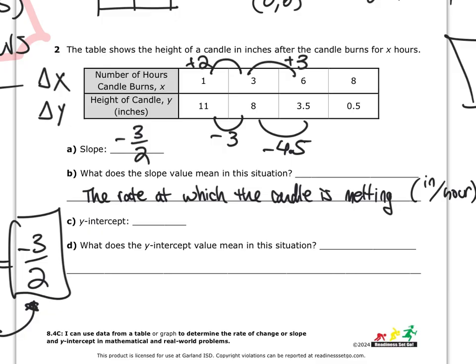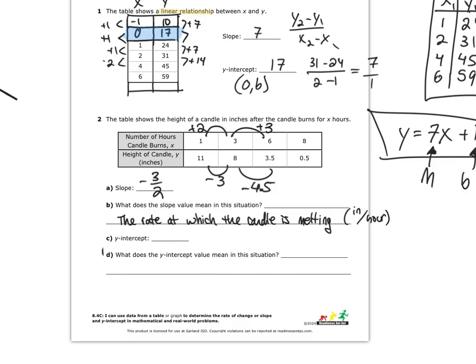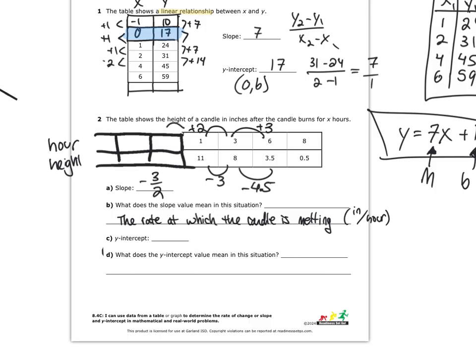Once again, our y-intercept is not shown to us in this table, but that's okay because we can figure it out. So once again, I have extended my table. I really like that strategy. And now I can think what happened before the candle had been burning for 1 hour. Remember, this is my hours, and this is the height of the candle in inches. So if I were to go backwards 1, I'd be at 0, right? So 0 plus 1 is 1.